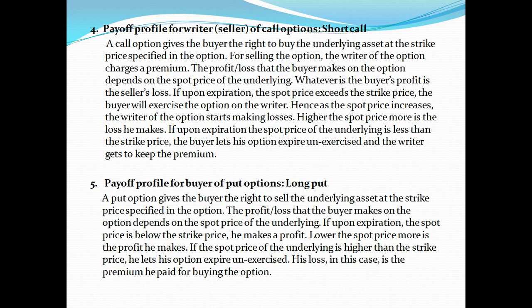If on the expiry the spot price is below the stock price, he makes a profit. The lower the spot price, the more profit he makes. If the spot price of the underlying is higher than the stock price, he lets his option expire unexercised. His loss in this case is the premium paid for buying the option.